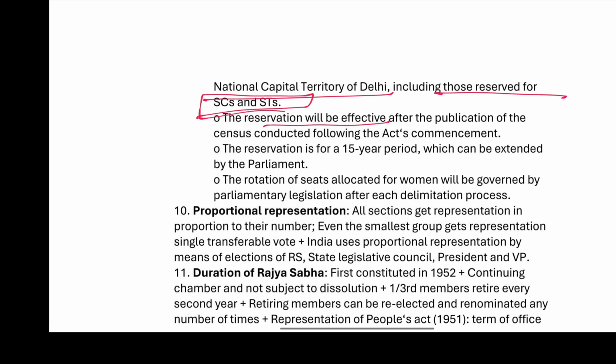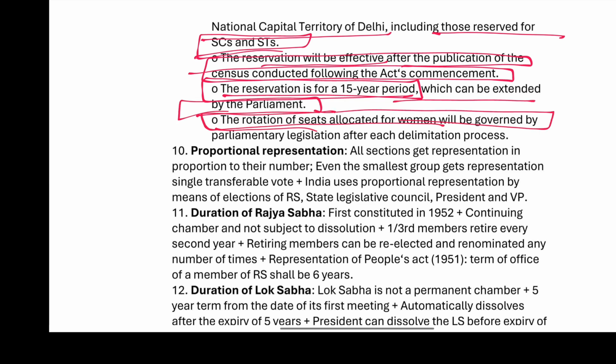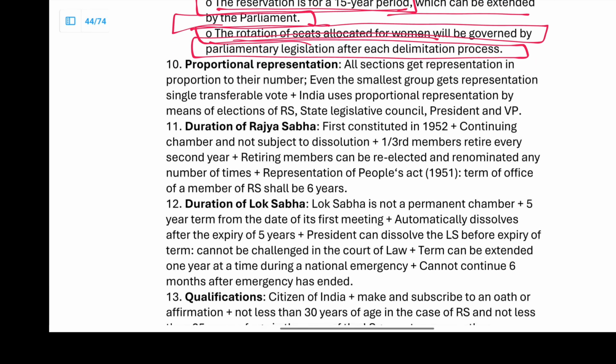The reservation will be effective after the publication of the census conducted following the Act's commencement. The reservation is for 15-year period, which is extended by the Parliament. The rotation of the seats allotted for the women will be governed by the parliamentary legislation after each delimitation commission.